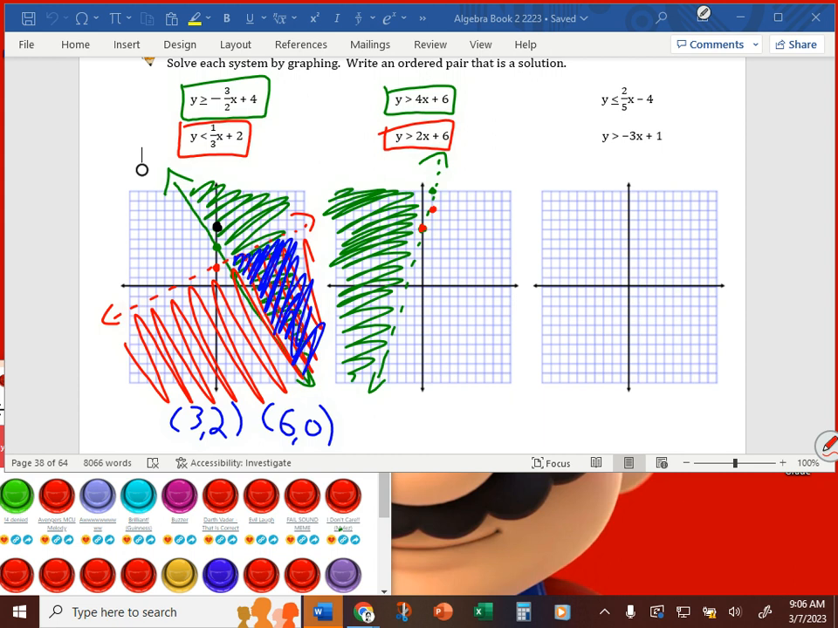Okay. Still a dashed line. And we're still shading above the y-intercept. So our solution set is this entire section here, where it's green and red together.